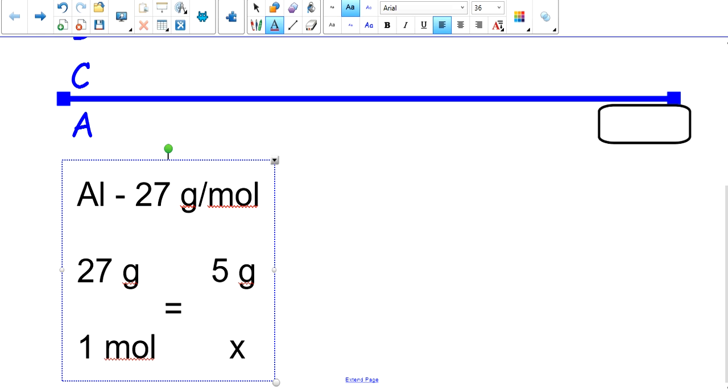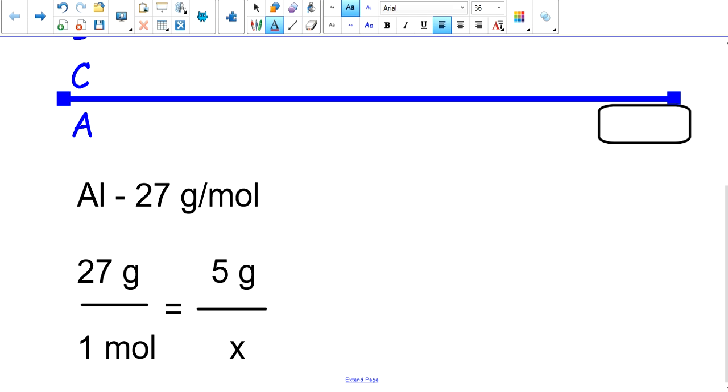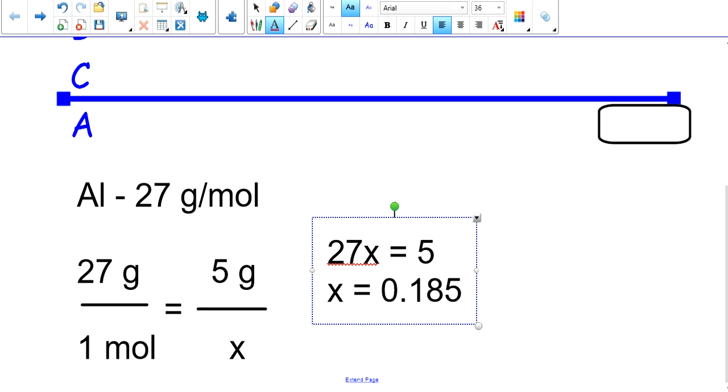And so then, how do I solve for that, assuming that this is a nice division proportional reasoning right there? Oh yeah, it's money right there. Well, the way you do that is you'd say, okay, I've got 27 times x is equal to 5. So then to solve for x, you divide both sides by 27. So you take 5 divided by 27, and you're going to get x being equal to 0.185 moles.